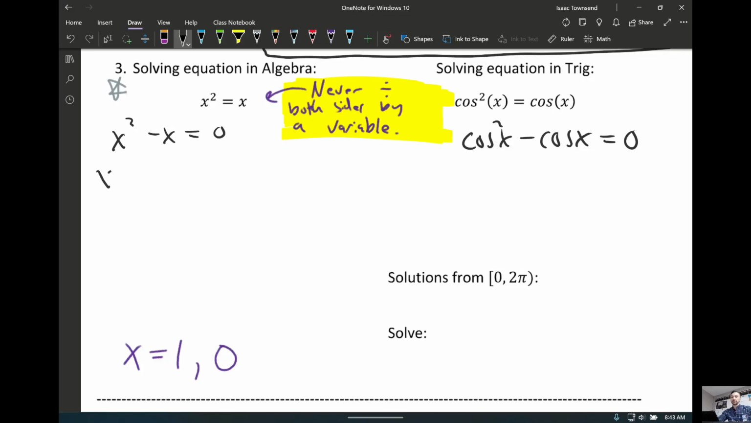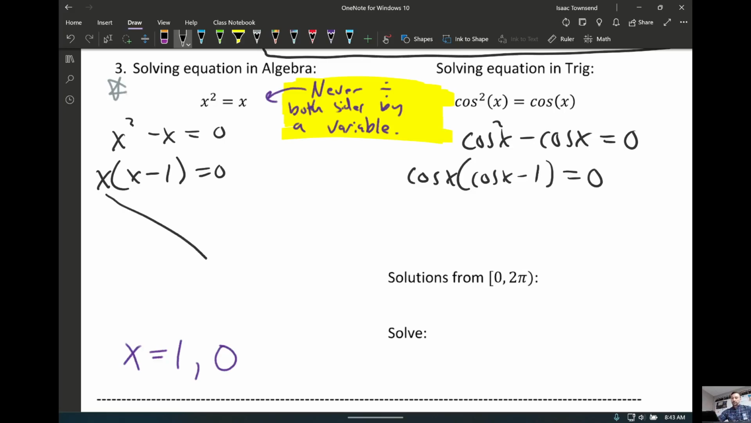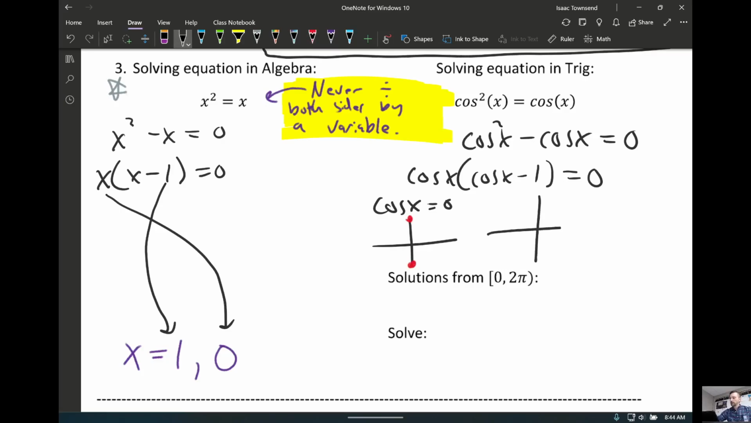Just like the last question, we could factor. It's just that this factoring is GCF only. Set this factor equal to 0, you get a solution. Set this factor equal to 0, you get a solution. And then the only difference is with trig, we're going to have to think about where cosine is 0 and where cosine is 1.